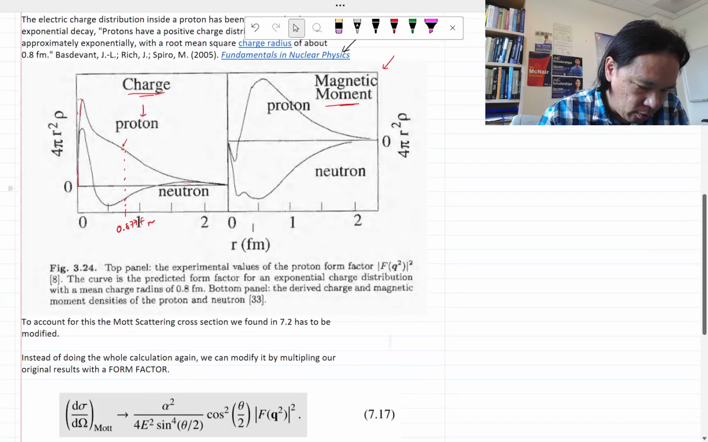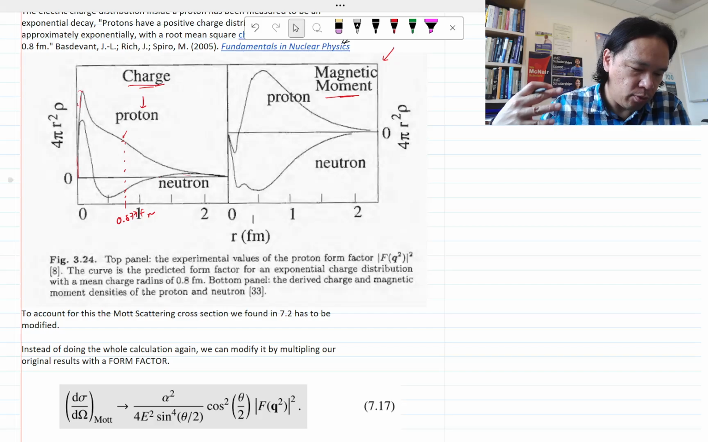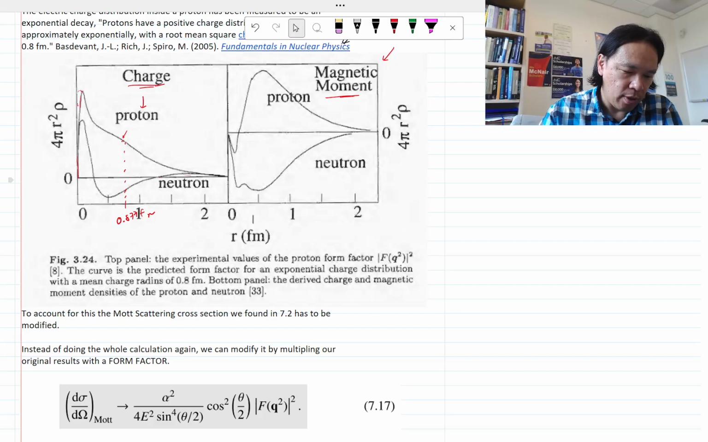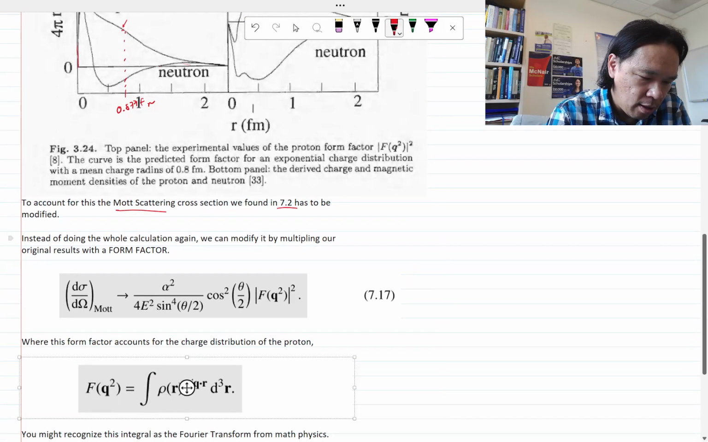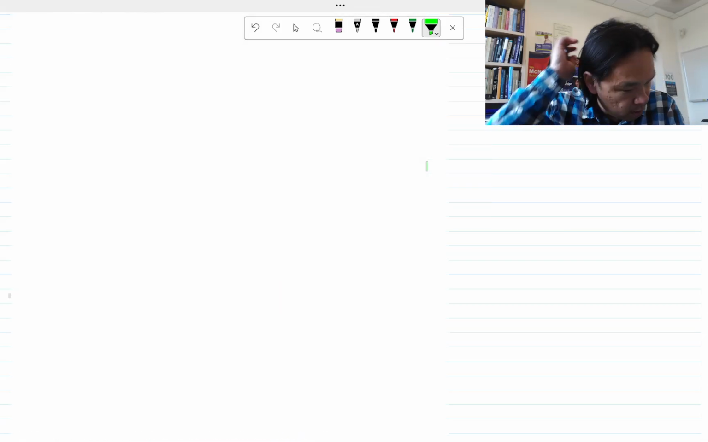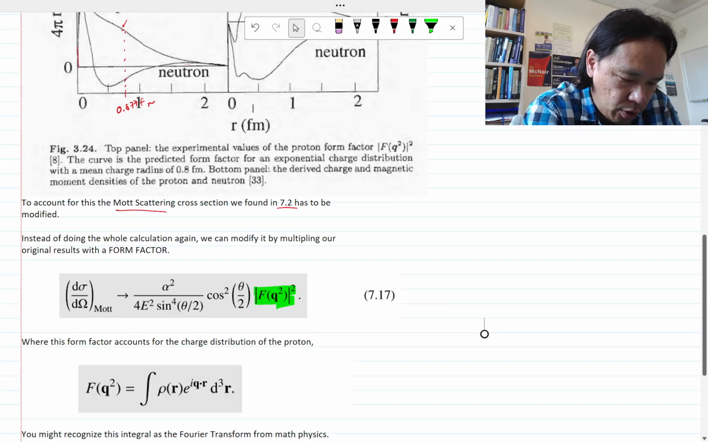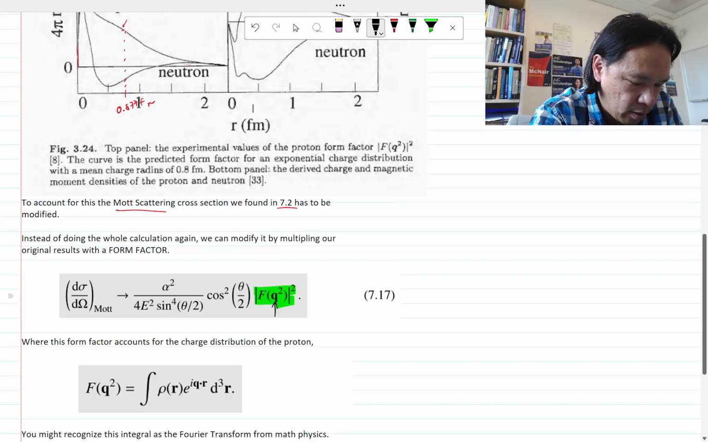Okay, so in order to account for the charge distribution in our calculations, instead of trying to redo all the calculations with our Mott scattering that we used in 7.2, what we're going to do is modify the answer we got by this thing called a form factor. In fact, that's what's written over here. Okay, F of q squared, where this is the 3-vector q. Just be a little careful.